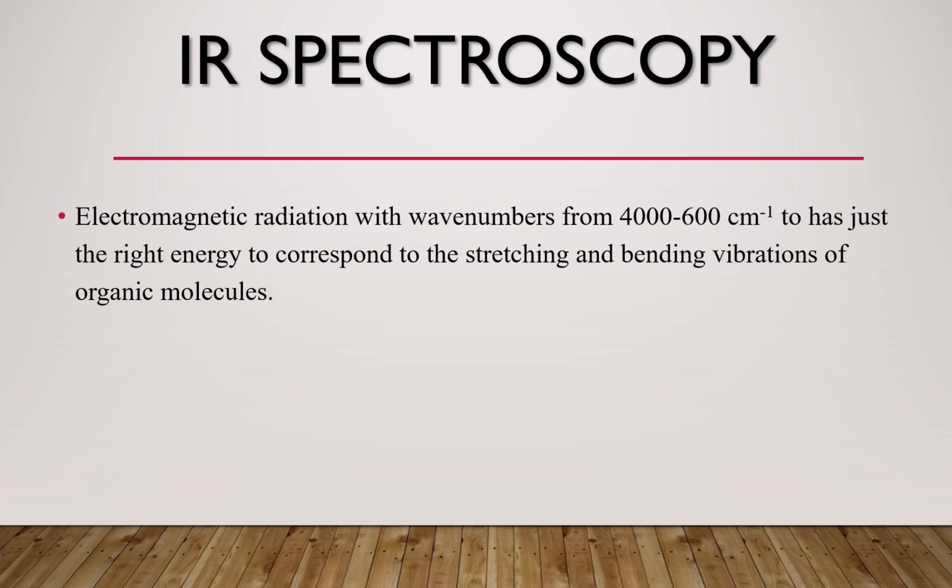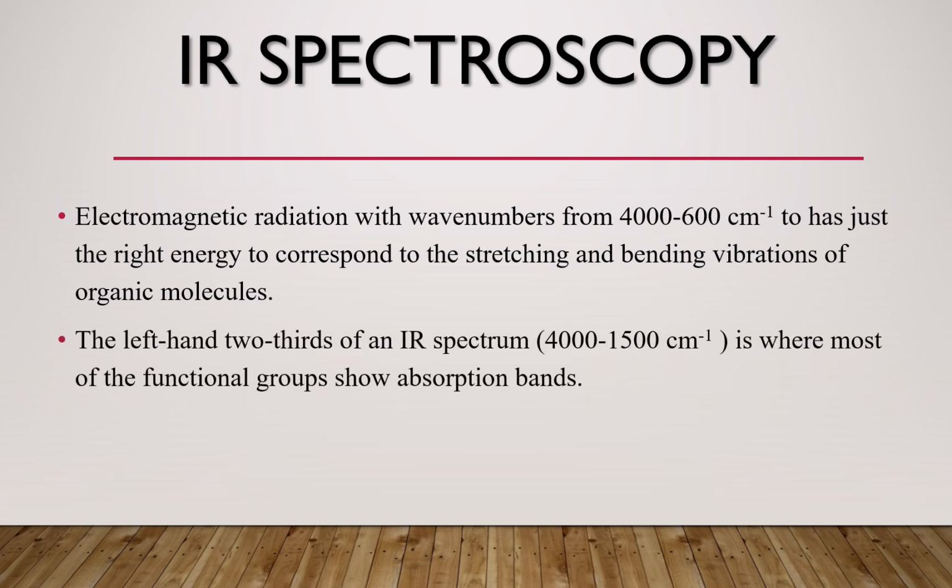As I explained earlier, the mid-IR region is actually needed for an organic molecule for stretching and bending vibrations. I also told you that in an actual IR spectrum, the left-hand two-thirds, which ranges from 4000 to 1500 centimeter inverse, is where most of the functional groups show absorption bands. So that region from 4000 to 1500 centimeter inverse is called the functional group region because most of the functional groups can be identified in that region.